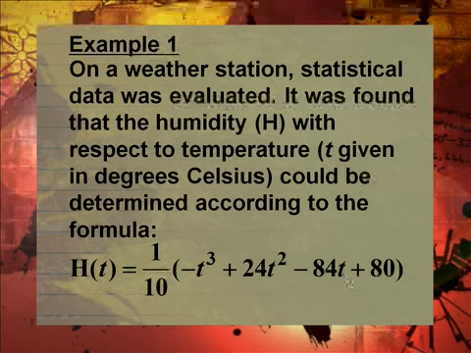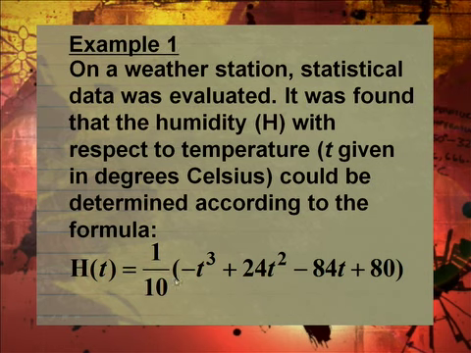What if we go a little bit more sort of in the real world? Okay, have a look at this. On a weather station, statistical data was evaluated. It was found that the humidity H with respect to temperature T, given in degrees Celsius, can be determined. So remember, we've got temperature and humidity. It's very, very hot in summer. They call it humidity. And we're on a weather station, and we're looking at temperature. Here's a cubic formula, very real world.